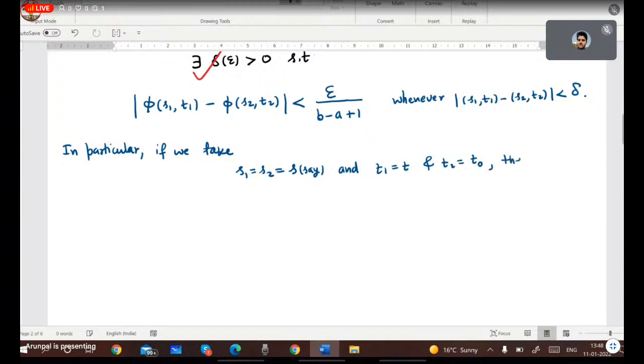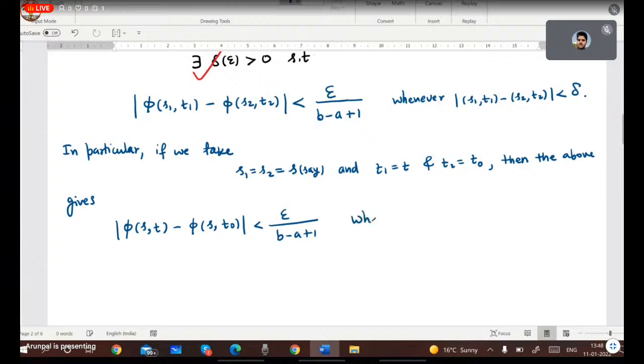Then the above gives, what does it give, class? It gives phi of S comma T minus phi of S comma T naught will be less than epsilon upon b minus a plus 1, whenever, what do we have, class? Whenever the modulus of (S comma T) minus (S comma T naught) is less than delta. Is this okay, class?